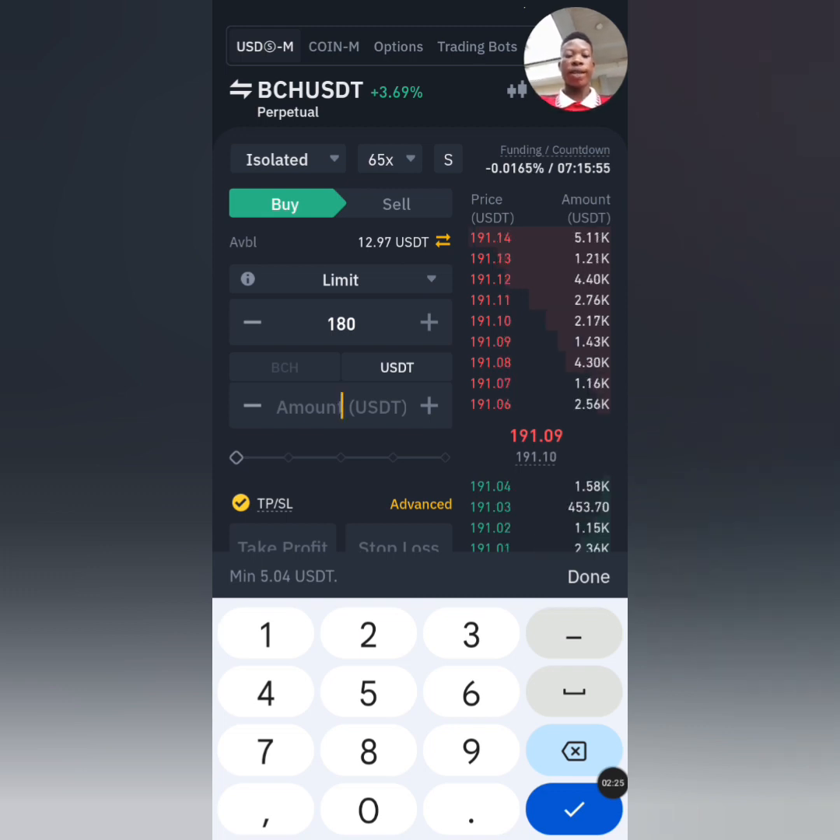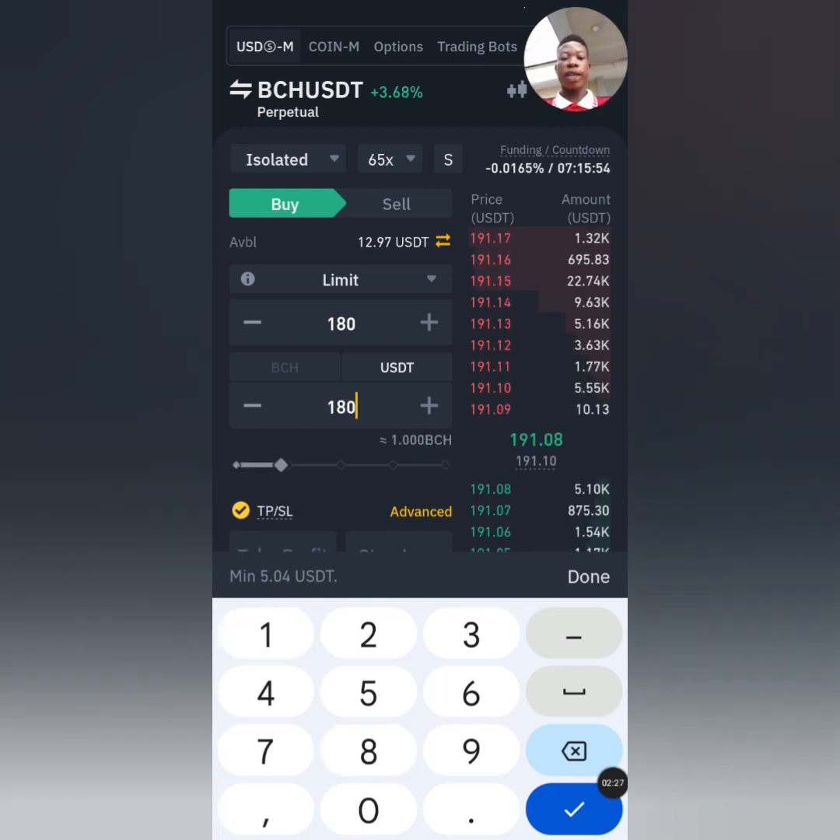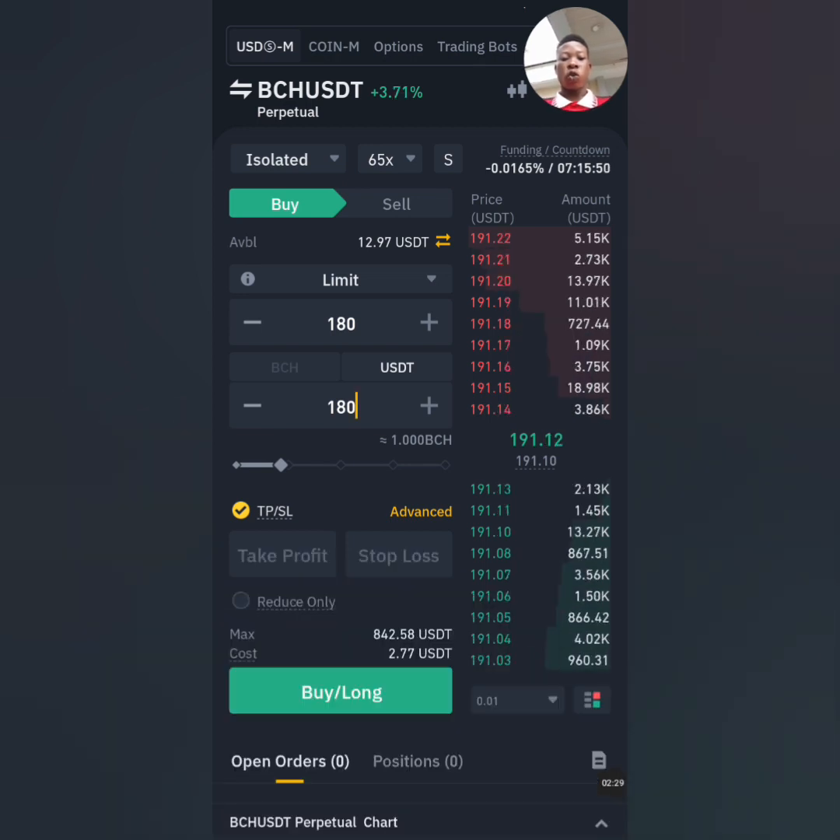So you want to pick it at 180, you can actually take 180, and this is going to cost you 2.77 USDT on a leverage of 65x. So this is leverage where you are seeing 65 times. So you have here, you see isolated margin.